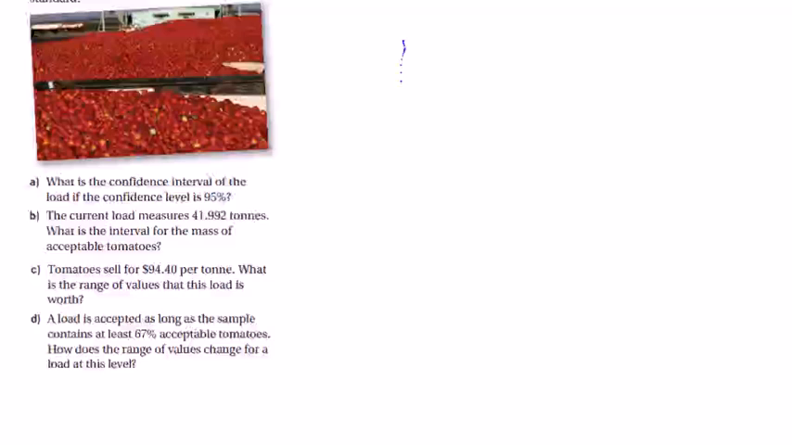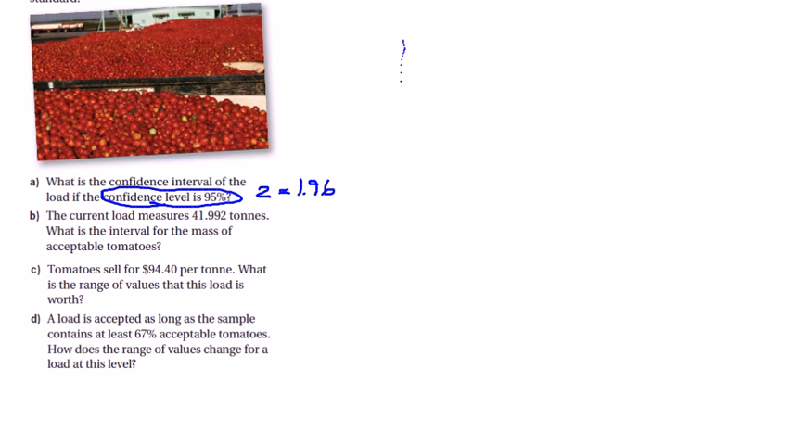Let's see now, so what's the confidence interval for the load if the confidence level is 95%? So if the confidence level is 95%, that means that we're going to use a Z of 1.96. That should be familiar to most of you because we had a couple of examples like that in our class in lesson 7.4. So in order to find the confidence interval, we first must calculate the error.